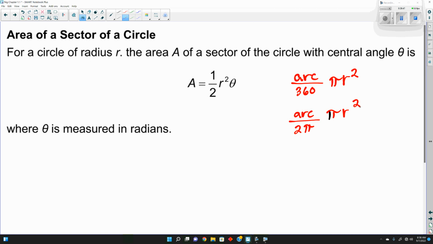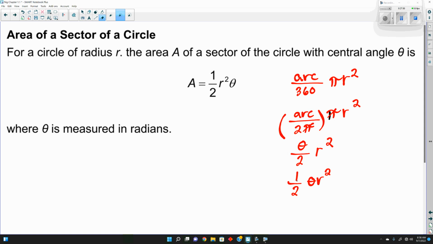Well, if I multiply this and this here, what happens to the pi and pi? They cancel each other out. So all I'm really left with is our arc in radians, which we can just call theta, over 2 times r squared. And if I want to put the theta out here with r, that leaves what on top? It's the same formula, just simplified a little bit.